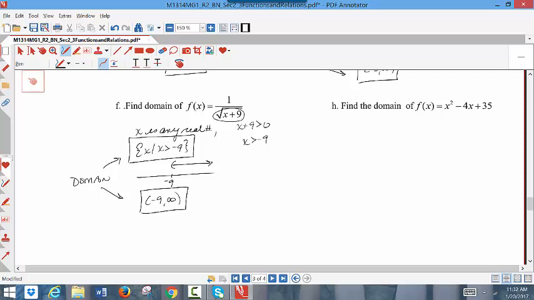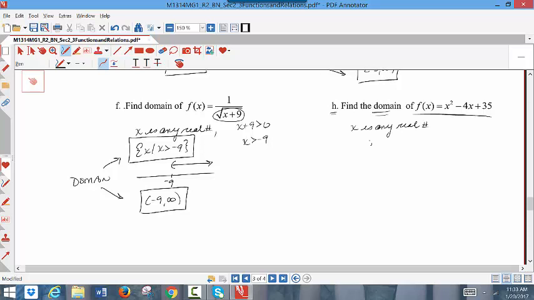This example, part H, you're looking for the domain. So you're looking for any x value you can put into the function. We're going to start by saying x is any real number. Then I look to see, is this function a fraction, or does it have a square root in it? It does not have a fraction. It does not have a square root. It has absolutely no issues of concern. Therefore, x really can be any real number.